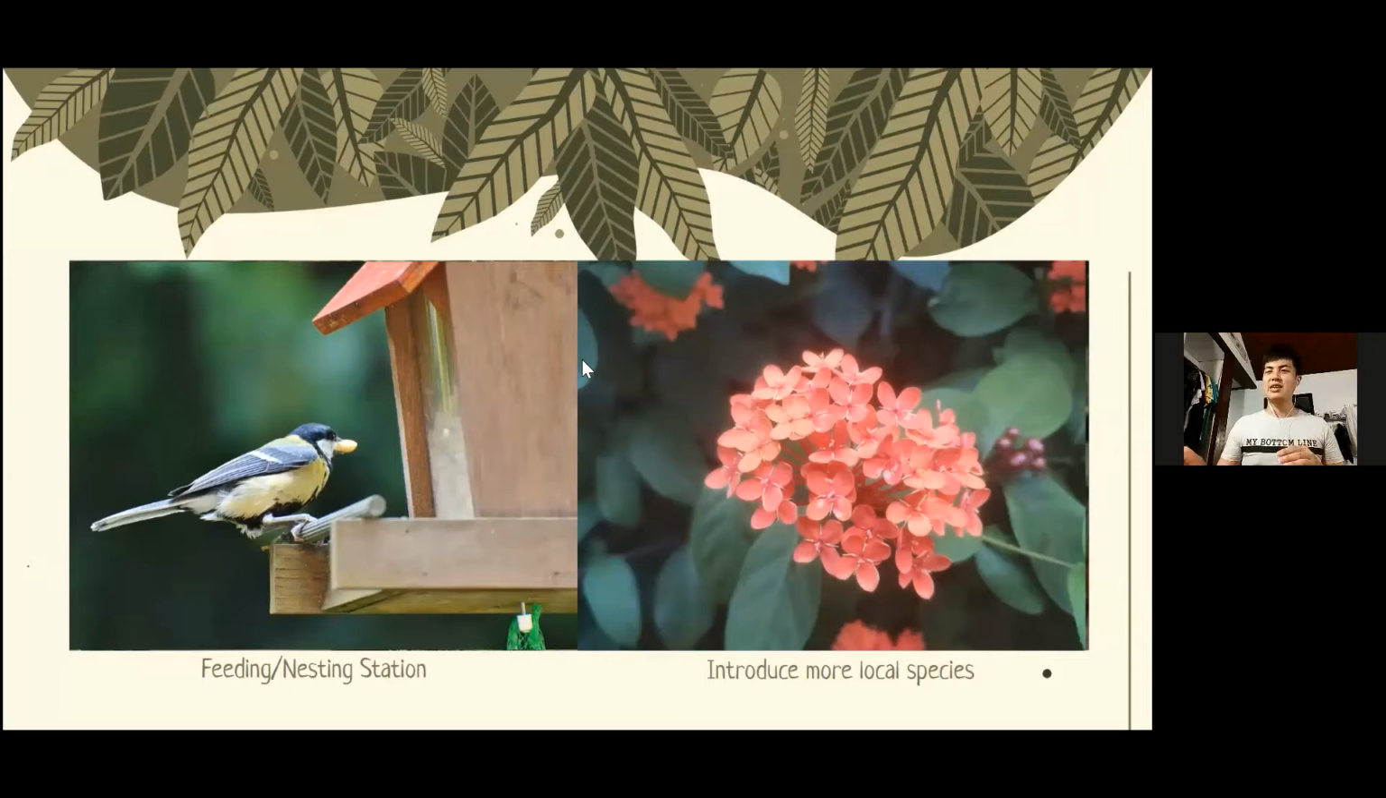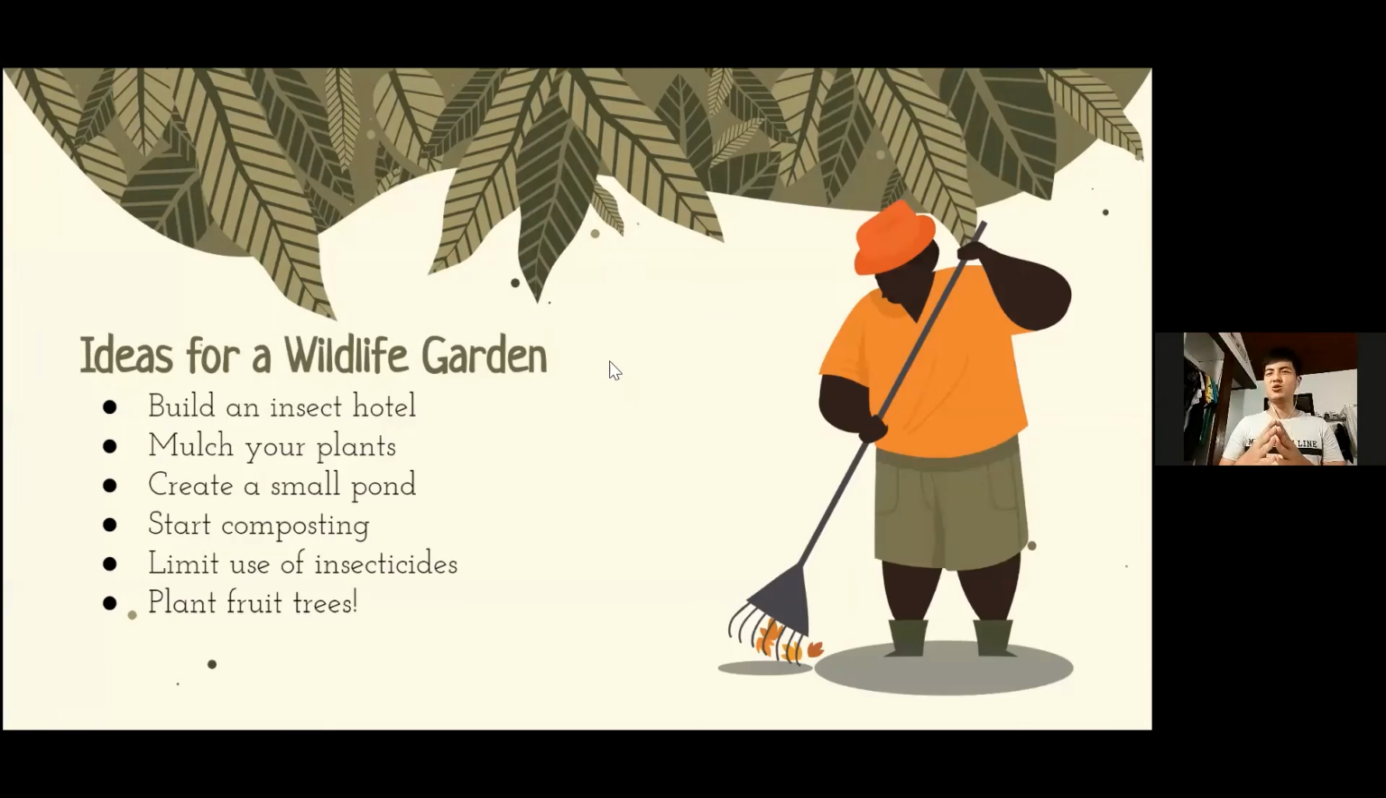And definitely in the end, we want to introduce more local species, because local species will increase the insects coming. And when there are more insects coming to your garden, you'll get more birds, you'll get more other things. It's just a cycle, I think. So there are a few ideas for you to start making your existing garden become a wildlife garden.